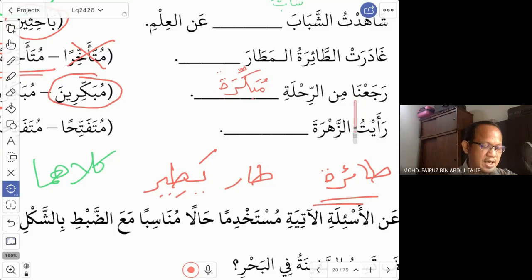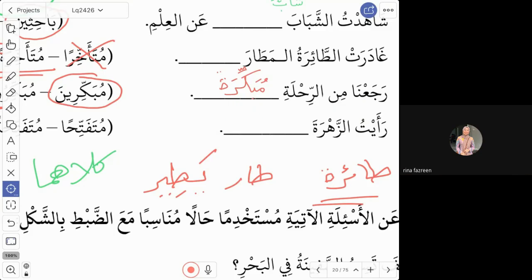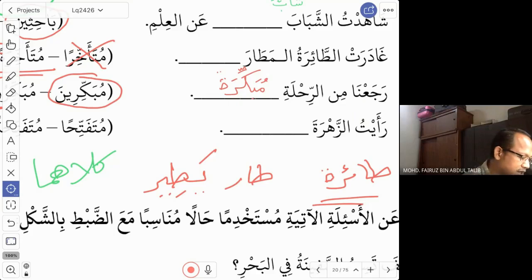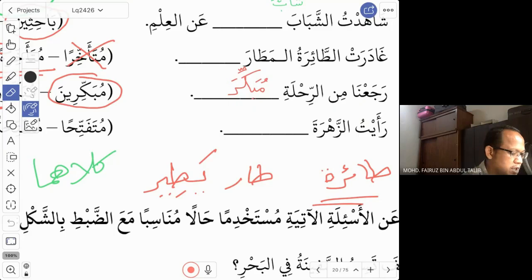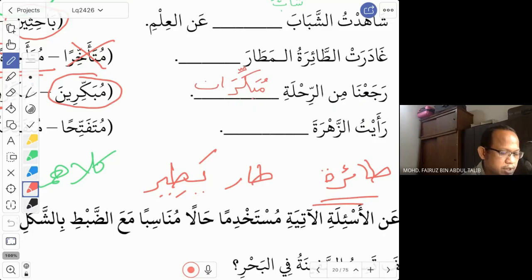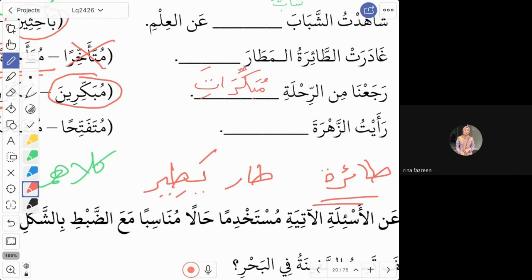So we assume here is for jama, more than three. Okay, so of course, what is the word again? Mubakirati. Okay, let us write. Mubakirat. So you change this to jamak mubakirat. Okay, good. So how do you read the ta? Tan or tin? Tin. Why not ta? Because jamak for females takes kasrah.